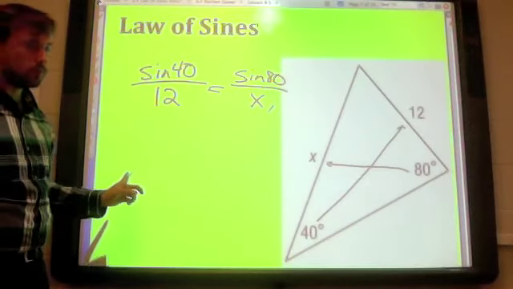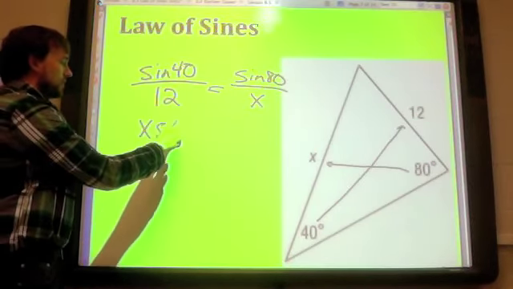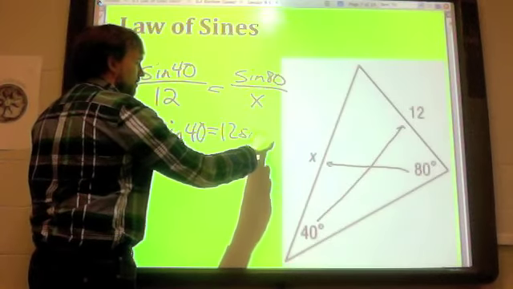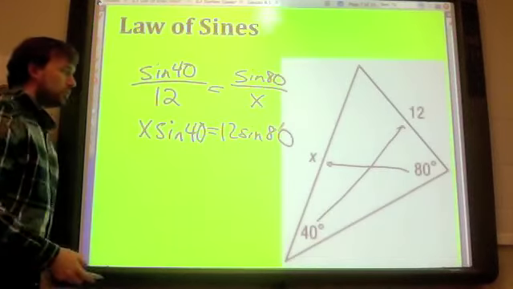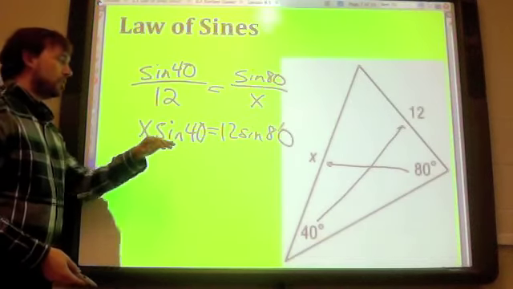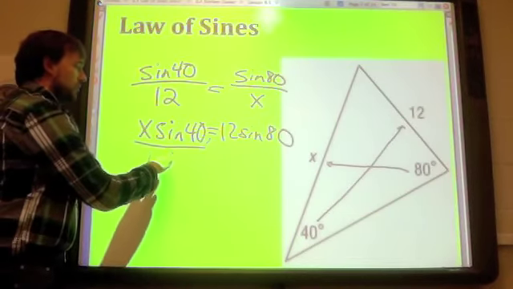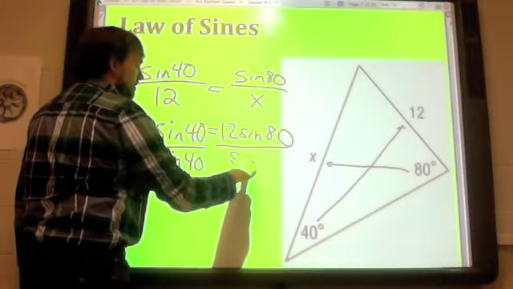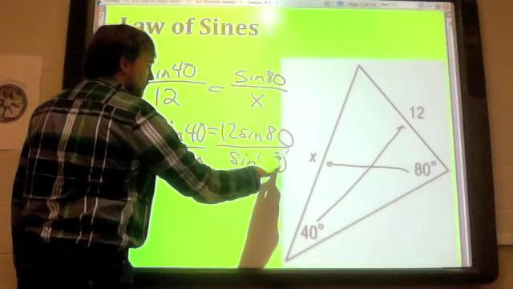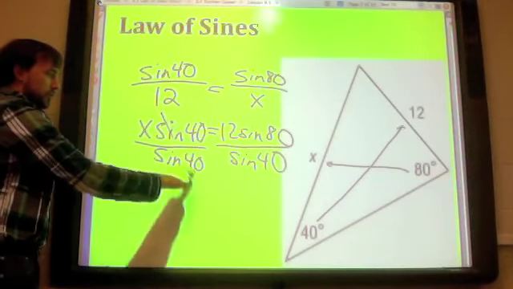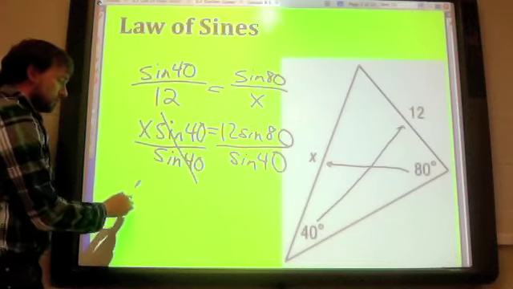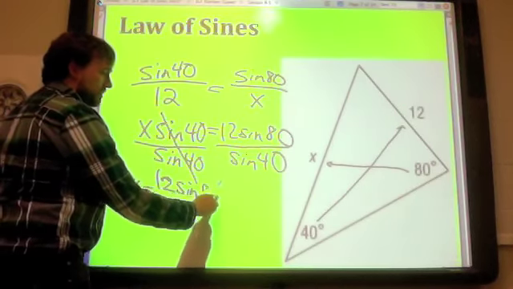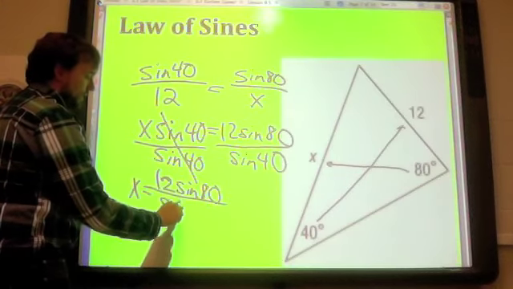So now you cross multiply. You get x sine 40 equals 12 sine of 80. You divide both sides by, boom, sine 40, because they're on the x side. Those cross out. X is by itself, just the way I like it. X is so lonely, but he likes it like that.